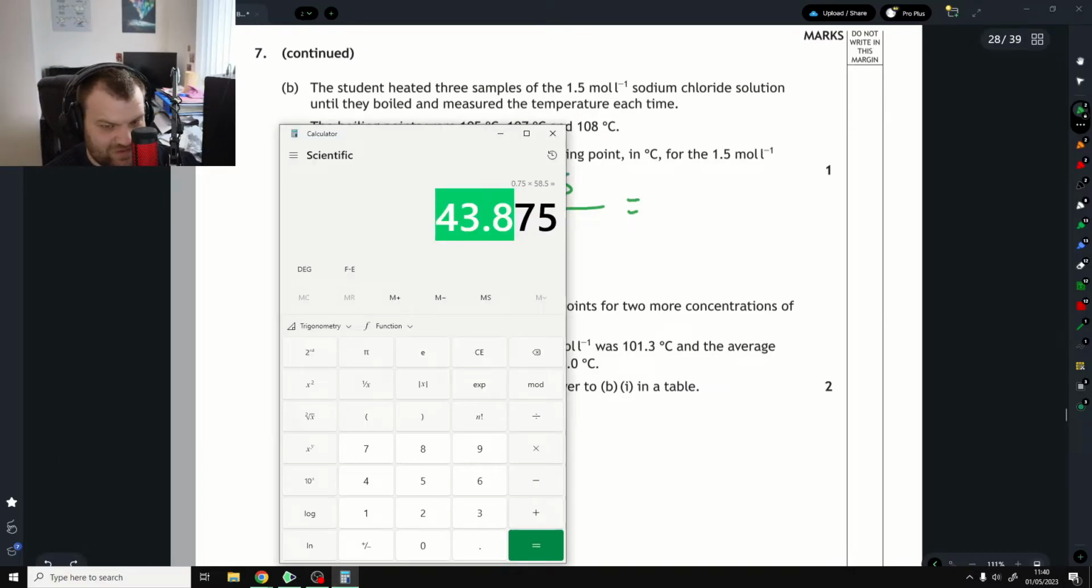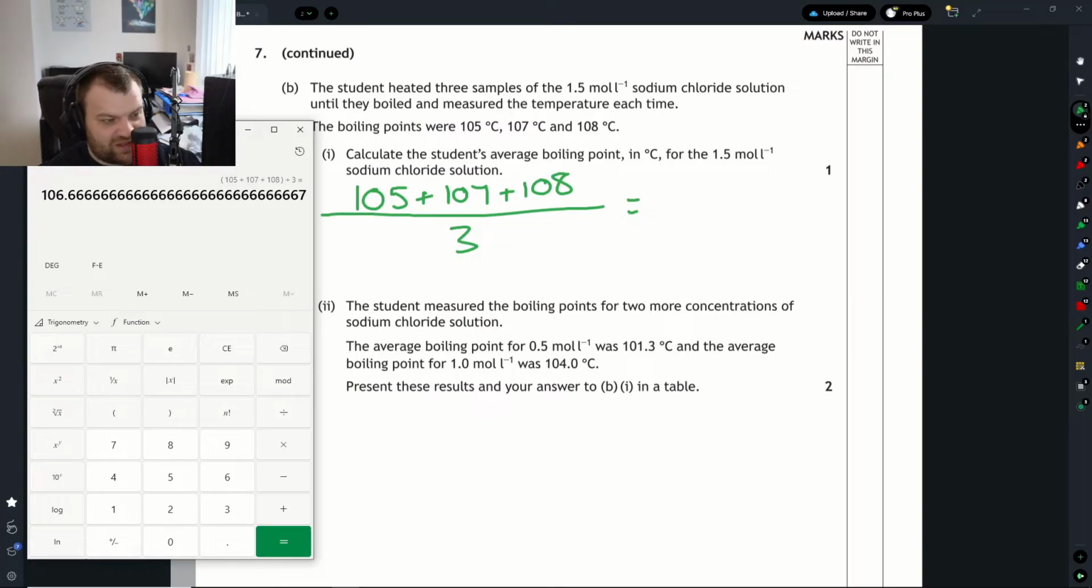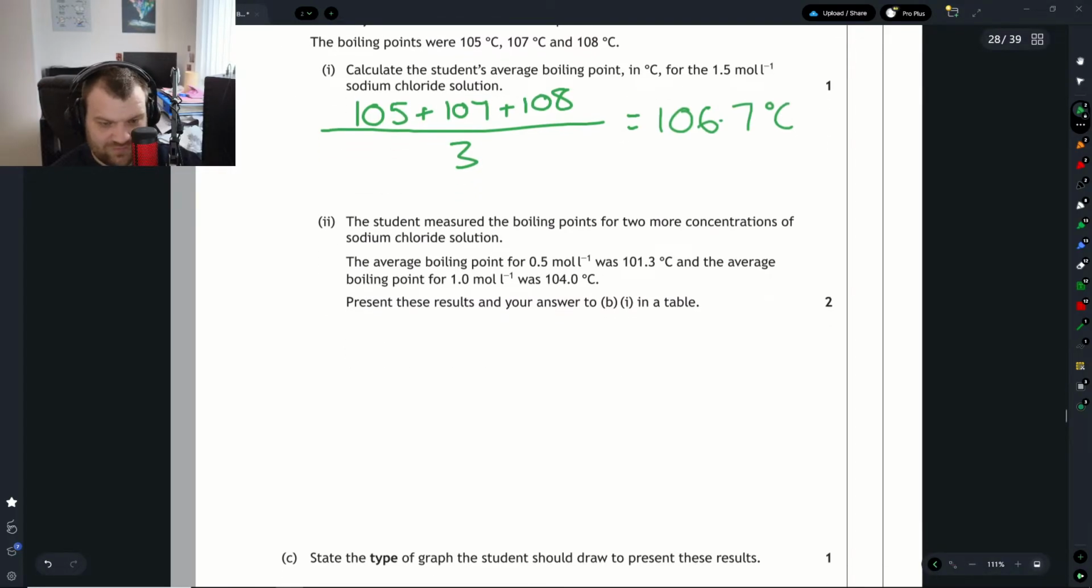So brackets can be helpful. If you bracket off the adding part, 7 and 108, close your bracket and then divide that by 3, you ensure that you get the correct answer, which would be 106.67 or 106.7.